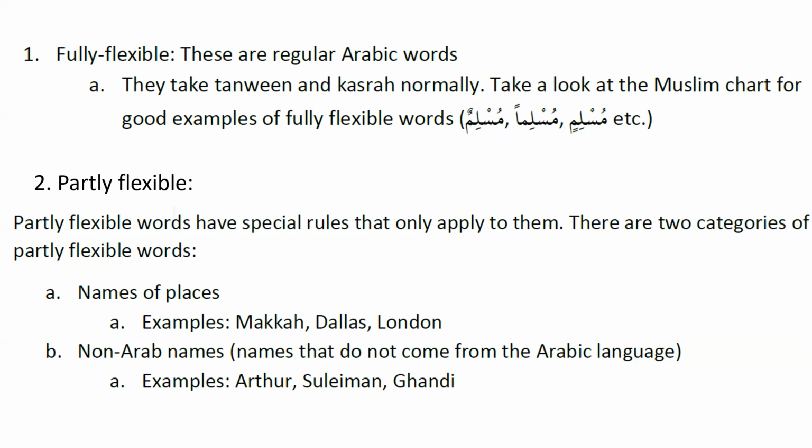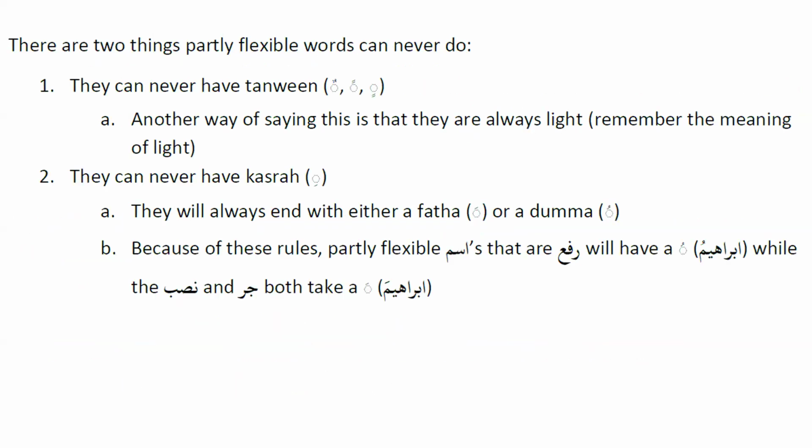Then how are you going to determine? We'll learn that. For now, you know these are the two things that partly flexible words cannot do. Look at the screen now. They can never have tanween, and they can never take kasra. Now, we said there are only a few words, not even 50, less than 50 maybe, and you don't have to memorize these words. You will know it anyway.